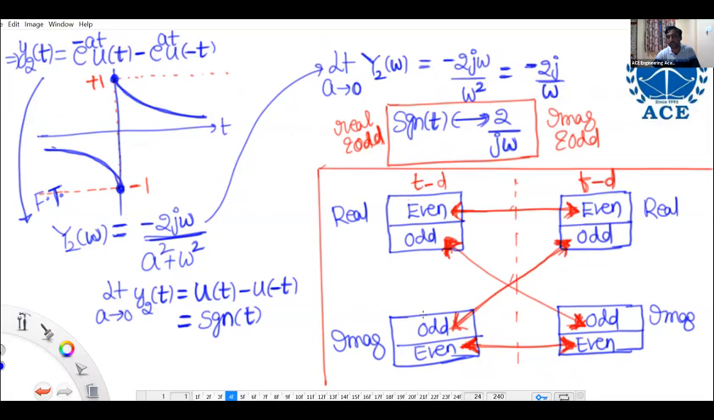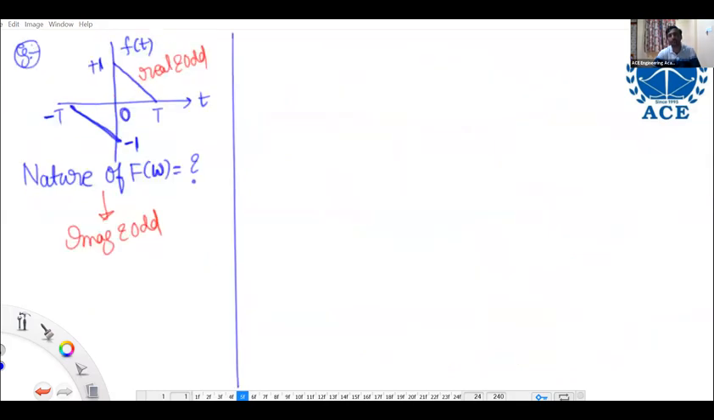Vice versa. For the last condition, I have to give some example for you. Wait for a few minutes. Imaginary even becomes imaginary even. For that, I have to give an example.